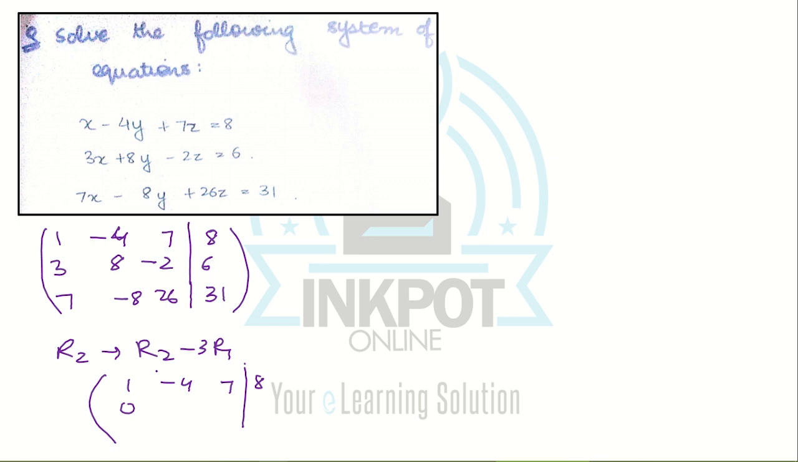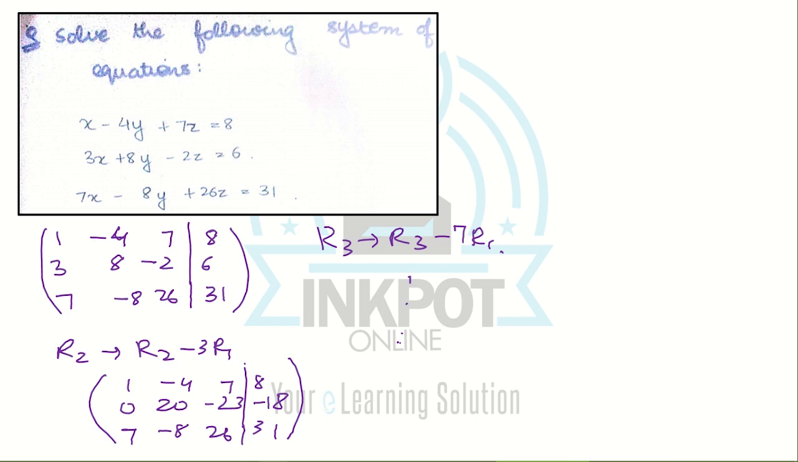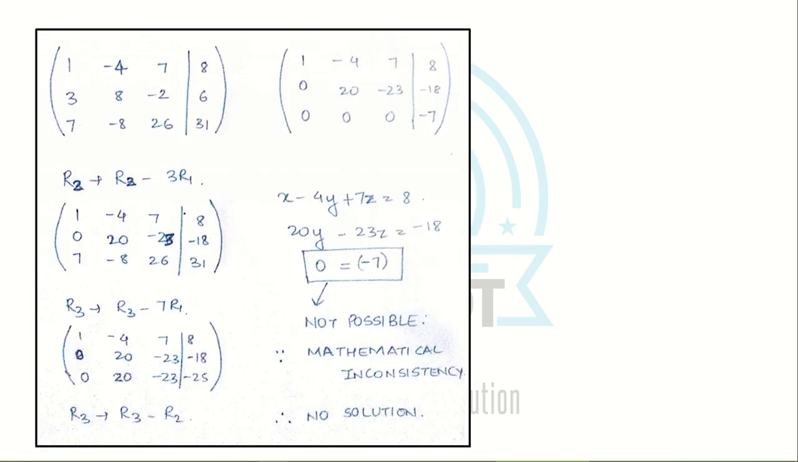So you have 3 minus 3 equal to 0, 8 plus 12, which is 20, minus 2 minus 21, which is minus 23, and 6 minus 24, which is minus 18. And you have 7 minus 8, 26, 31. Then you would do something like R3 goes to R3 minus 7 R1 and so on and so forth. Let me just take you to the solution. So R3 goes to R3 minus 7 R1. You get to this point.